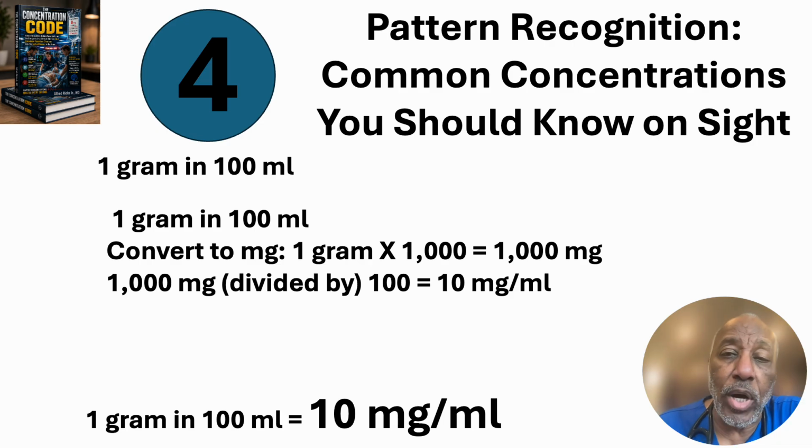The fourth pattern is 1 gram in 100 milliliters. This shows up most often with antibiotics and some antiarrhythmics. 1 gram is equal to 1,000 milligrams. Divide by 100, the concentration is 10 milligrams per milliliter. This is a straightforward division that doesn't require any divide by 1,000 trick because 100 is a simple divisor. 1 gram in 100 milliliters equals 10 milligrams per milliliter. That's clean, simple, and worth knowing automatically because it comes up constantly in antibiotic situations.